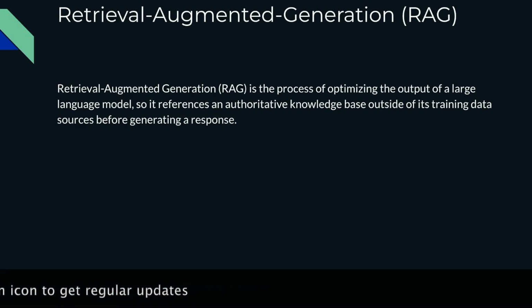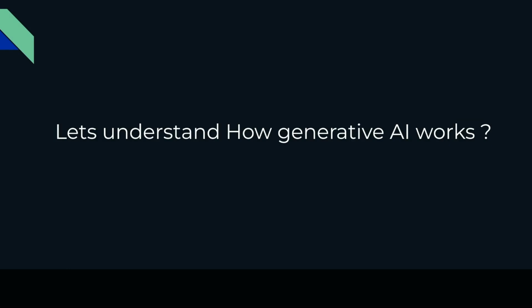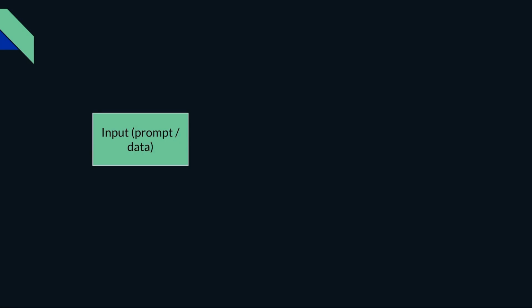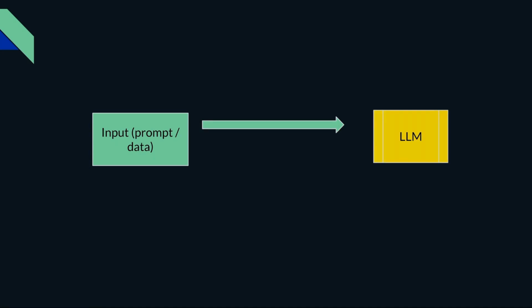To understand retrieval augmented generation, let's first understand how generative AI works. It is very straightforward. Let's take an example of ChatGPT. You provide the input via a prompt or some sort of data. It goes to the LLM model which is behind ChatGPT or another LLM model. It processes that particular data from its own contextual information and provides the response, and that's what you see as an output in ChatGPT.